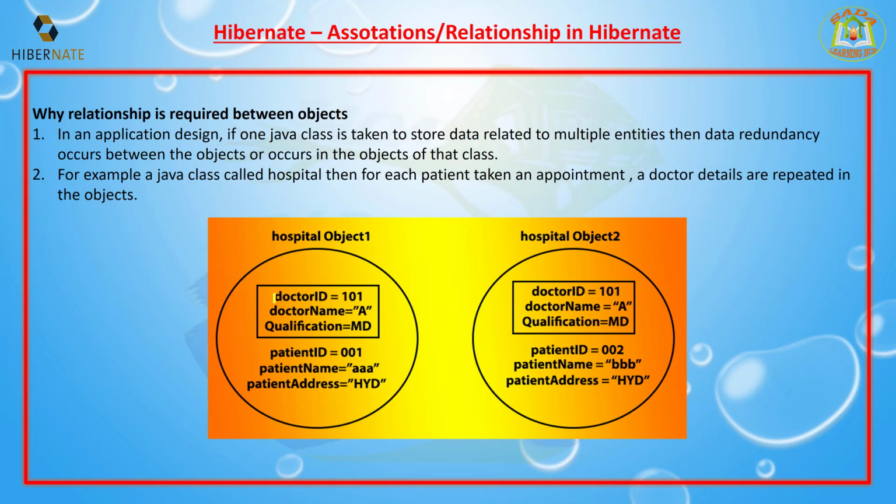Take the same hospital example, where the data is redundant: doctor ID, doctor name, and qualification. If you take the hospital as one Pojo class, every time we need to repeat the doctor ID, doctor name, and the qualification. That is a burden. For example, in a Java class called hospital, for each patient taking an appointment, the doctor details are repeated in the objects.